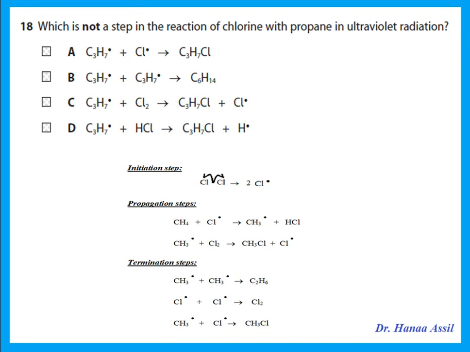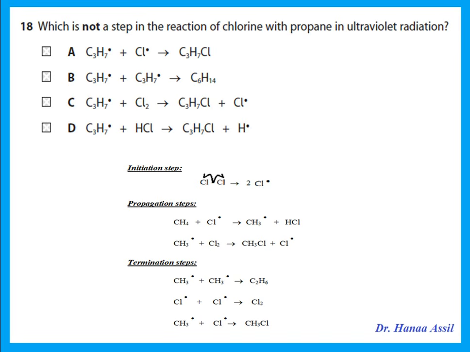Propagation step is when the chlorine radical removes one of the hydrogens from the alkane in general, and that forms the alkane radical, and then the alkane radical breaks up the chlorine to form a chlorine radical. This is a chain reaction or a propagation step, which continues to go on until 2 radicals join together. When 2 radicals join together, that is called a termination step. So A is possible, in which 2 radicals join together.